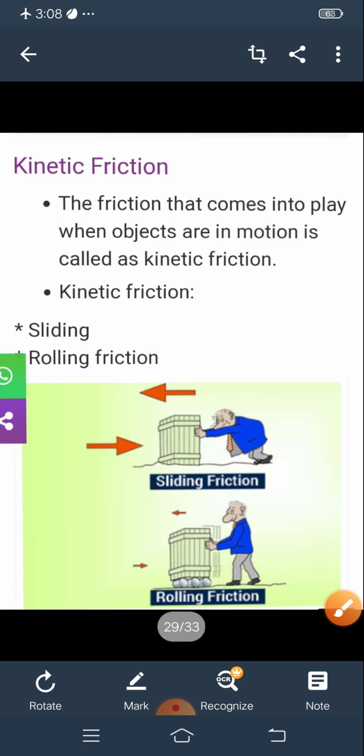Okay, next one is kinetic friction. You know about kinetic energy and potential energy, so it is kinetic friction. What do you mean by kinetic? Kinetic means the friction that comes into play when objects are in motion.